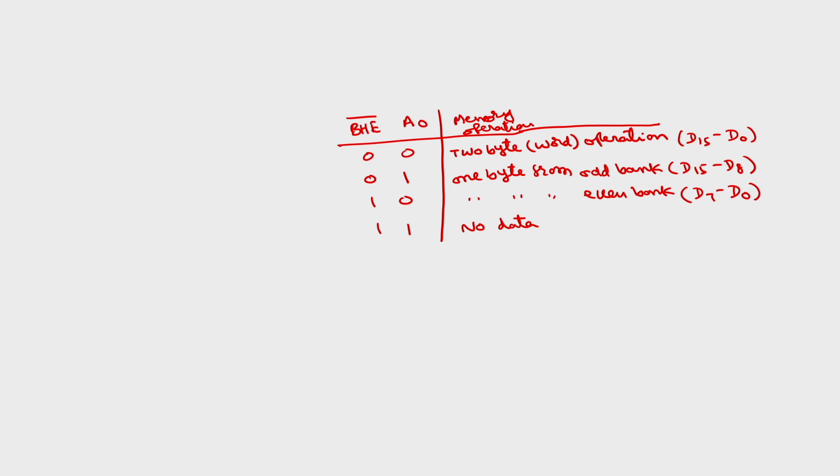Coming to one more status signal, which is called S7. There is one more status signal, but this is not multiplexed with any other signal. So normally this will be low during the interrupt acknowledge signal.